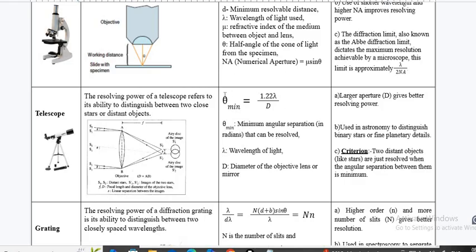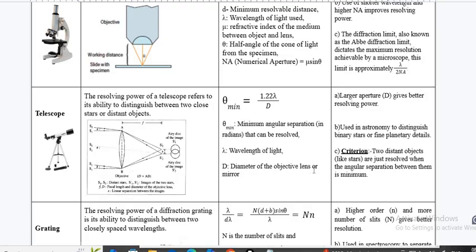Here sin theta minimum is equal to 1.22 lambda divided by D. What is theta? Theta is the angle between these two rays. One is focusing on one object, another is focusing on another object. So the angle between these two is represented by theta. This is given by 1.22 lambda divided by D. Lambda is the wavelength obviously, and D is the diameter of the lens or the mirror of the telescope.